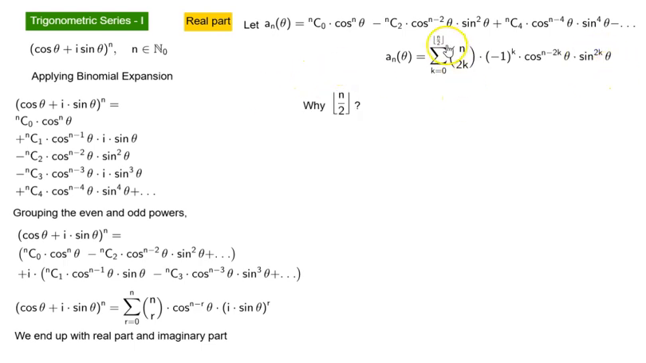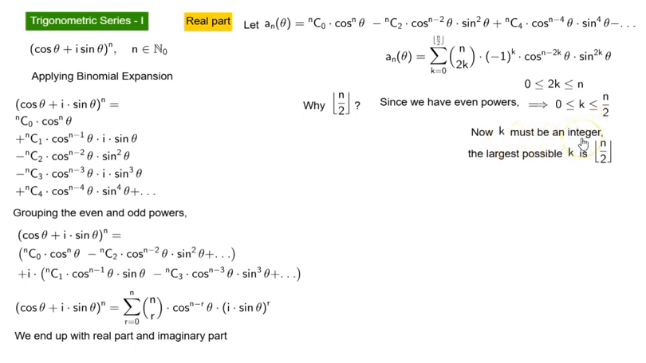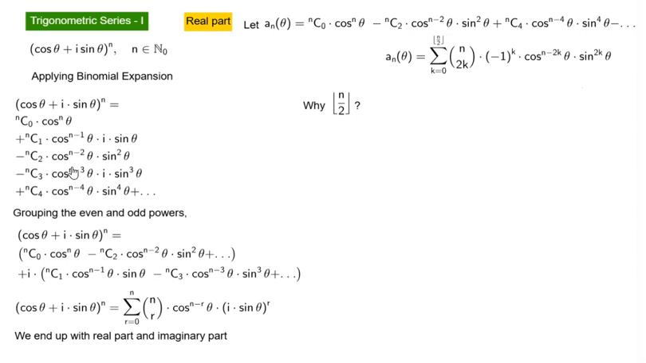Now, why do we have that floor of n by 2? Since we have even powers, 2k is going to be between 0 and n, which means k is going to be between 0 and n by 2. Now, k must be an integer, and the largest possible k is the floor of n by 2. Okay, now let's look at the imaginary part.